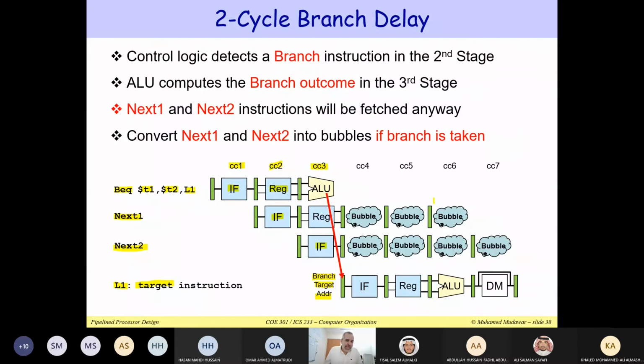By the time we have determined the outcome of the branch, so here the ALU during clock cycle number 3, by the end of clock cycle number 3, we know if the branch is taken or not taken. The pipeline will know, so the CPU will know if the branch is taken or not taken. If the branch is not taken, already we have next one and next 2 in the pipeline. Why should we convert them into bubbles? We only need to convert them into bubbles if the branch is taken. But if the branch is not taken, then we allow them to complete normally. We do not branch and we continue normally.